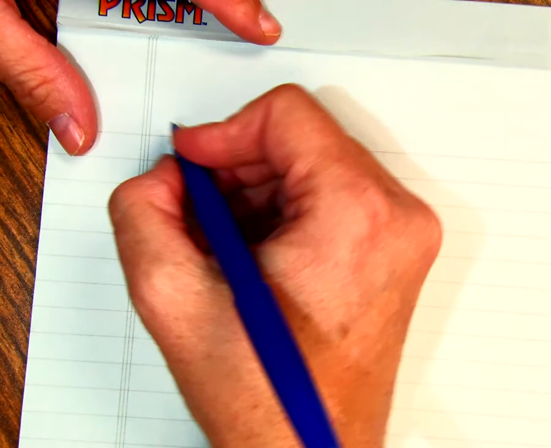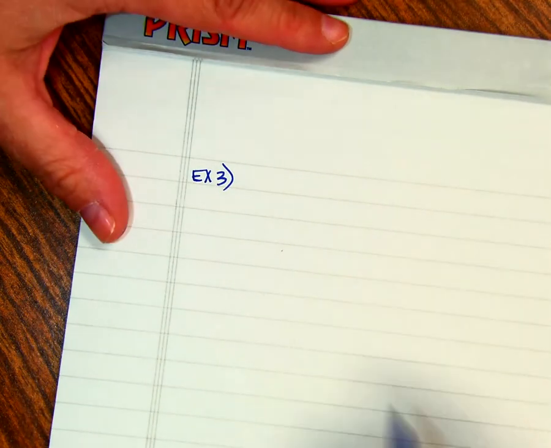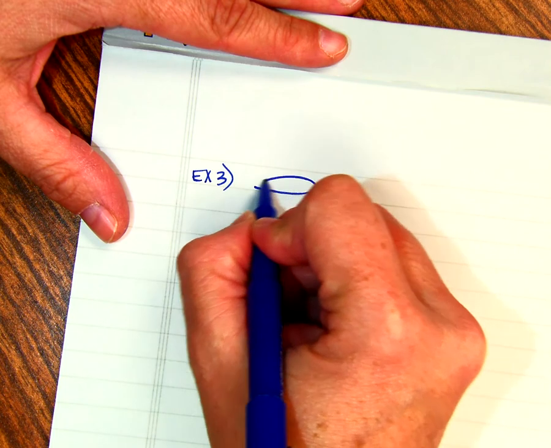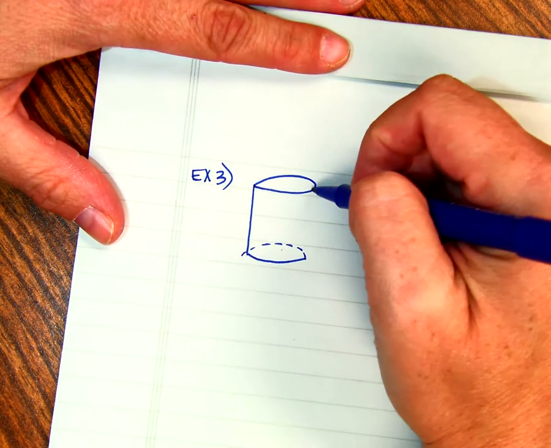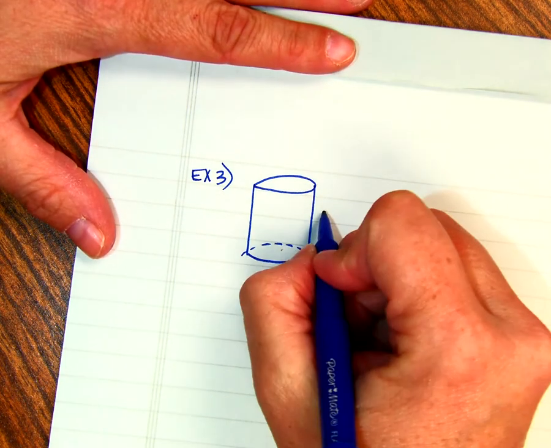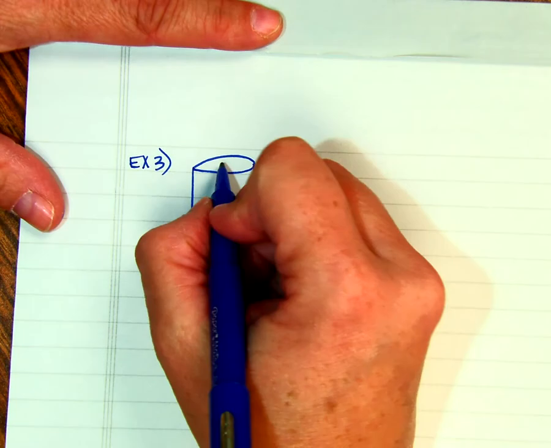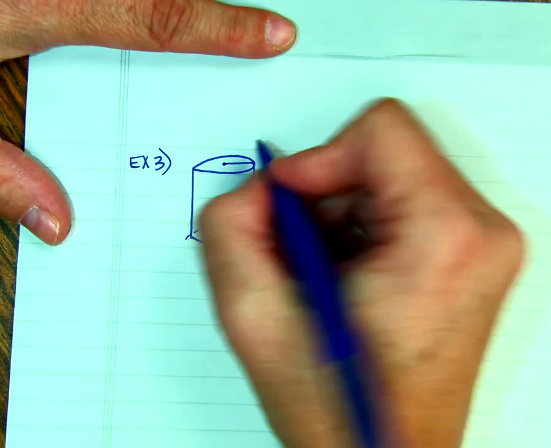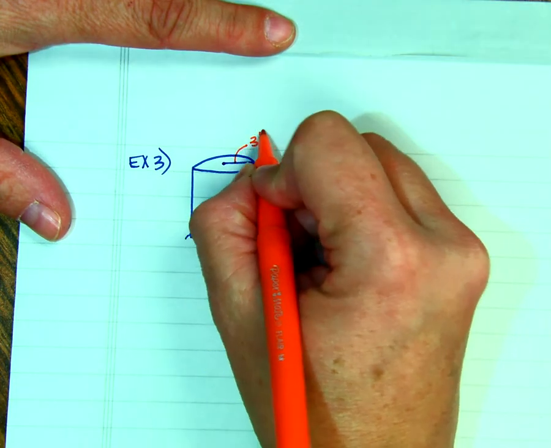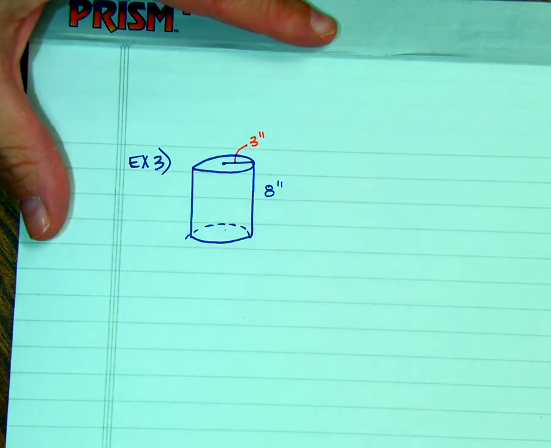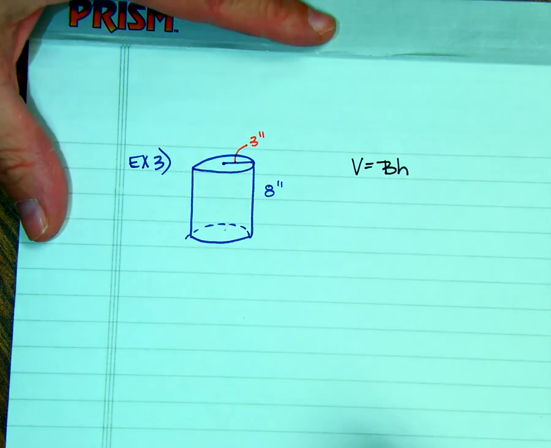So if we have a cylinder, we're going to name this as example 3, and I have a paint can, for example. If this is 8 inches tall, and my radius, we're going to label it in a different color here, 3 inches. The formula does not change. It is still the volume equals the area of the base times my height.